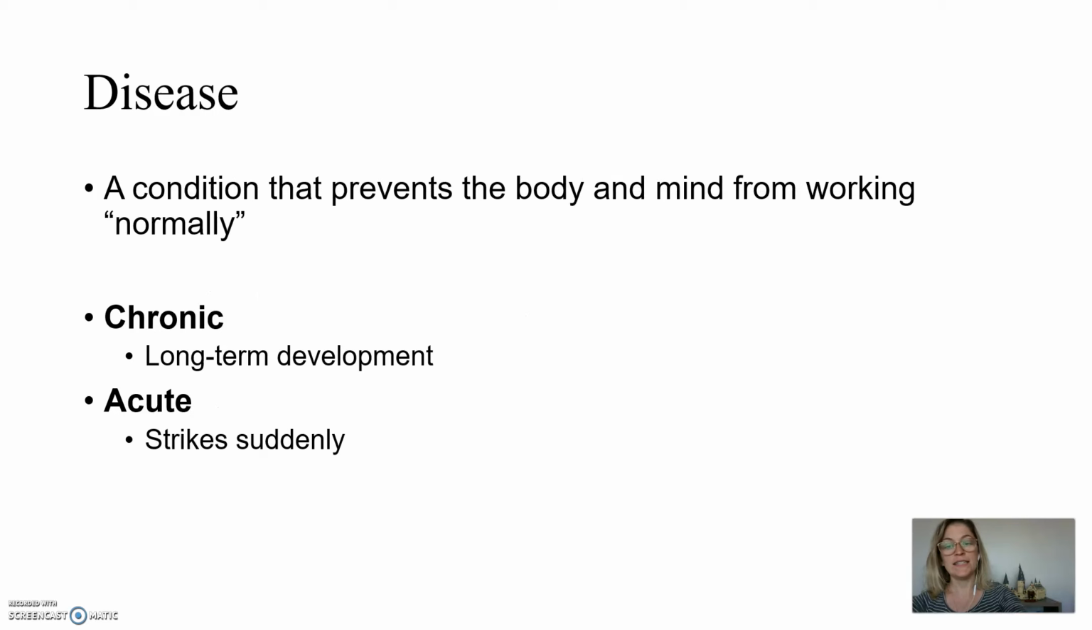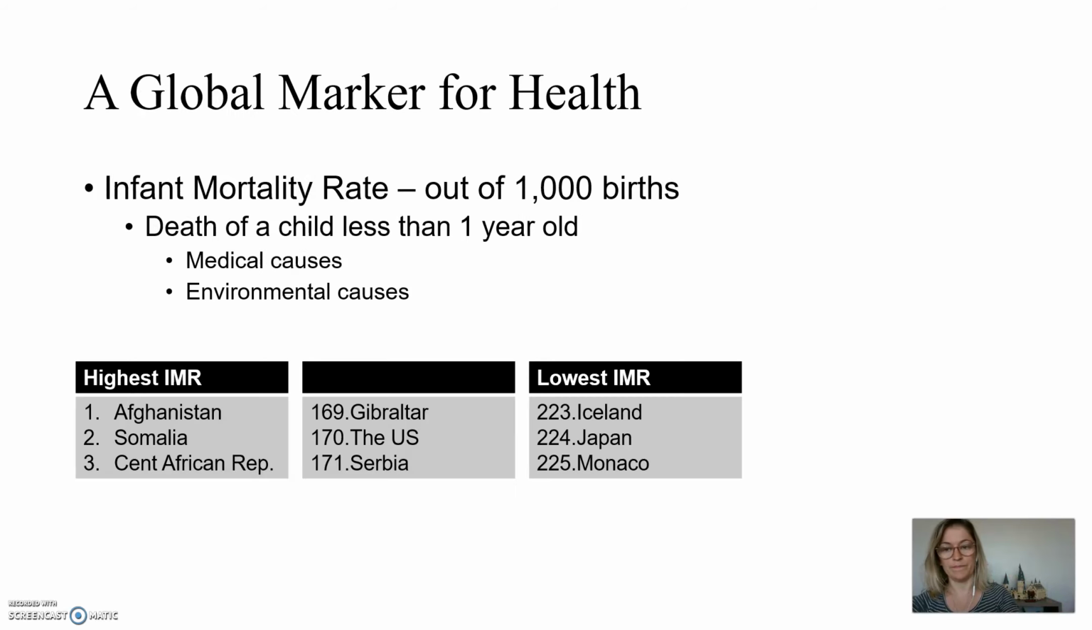So a disease is a condition that prevents the body and mind from working normally, and we have different types. We've got chronic, which are long-term, and acute, which strikes suddenly. Chronic diseases are things like COPD and asthma and diabetes, and acute, you could consider a heart attack, right? Now, if you have cardiovascular disease and it causes a heart attack, it gets a little hairy, right? But you can kind of determine the difference between the chronic and acute, right?